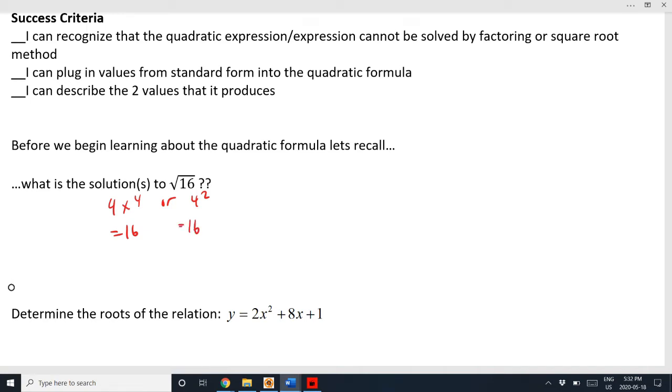But there is another solution. If we took negative 4 and multiplied it by itself, we would also get positive 16. Negative 4 times negative 4 is positive 16. In other words, negative 4 squared is equal to positive 16. So we can see there are two distinct solutions from a square root. There's a positive square root, positive 4, and a negative square root, negative 4. We will be using this concept when talking about the quadratic formula.